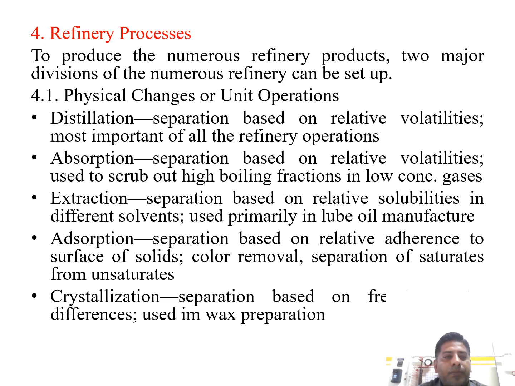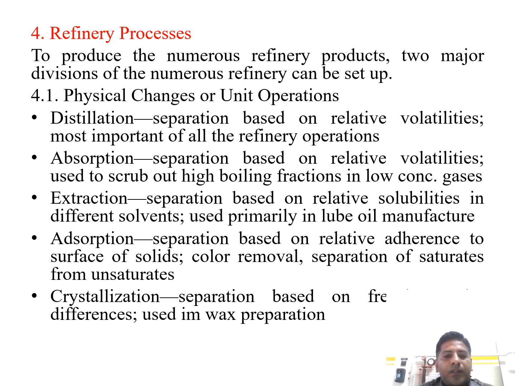The refinery process can be obtained from physical changes; it is nothing but the making of refinery products. There are two major divisions. First one is the physical changes, or unit operations. First, distillation: separation based on relative volatilities, the most important of all refinery operations. Second one is absorption: separation based on relative volatilities, used to carve out high boiling fractions in low concentration gases.